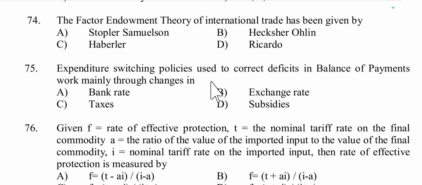Then question number 75. Expenditure switching policies used to correct deficits in balance of payments work mainly through changes in bank rate, exchange rate, taxes or subsidies. Right answer is exchange rate, because such policies aim to make domestic goods cheaper and imports expensive, usually via currency devaluation. So option B is the right answer.